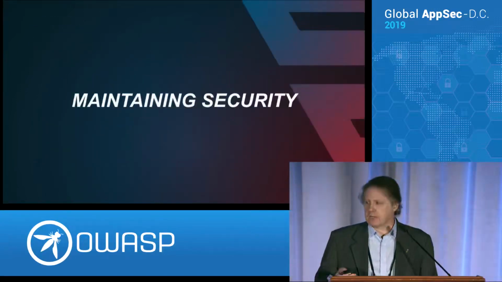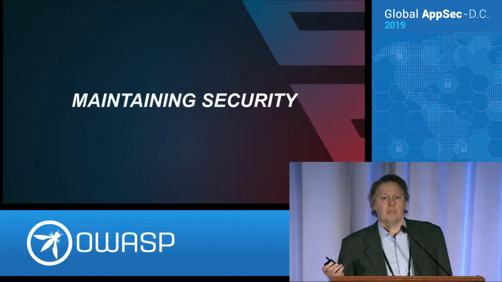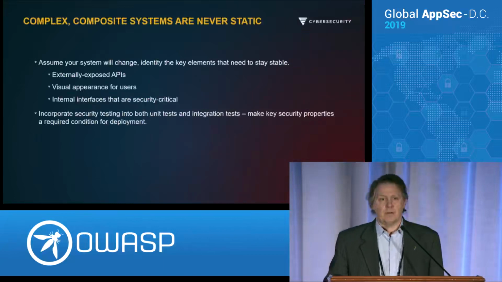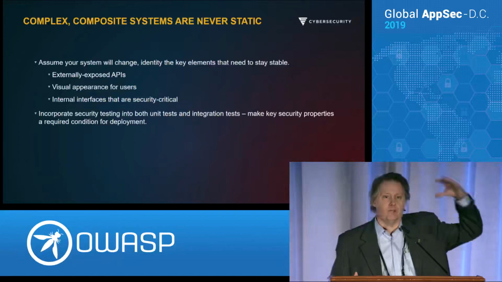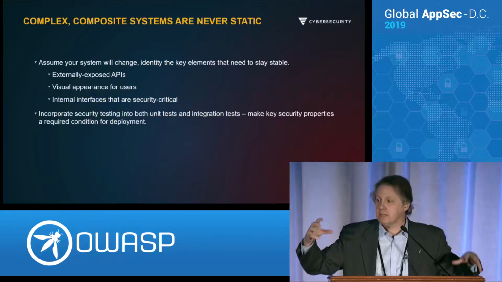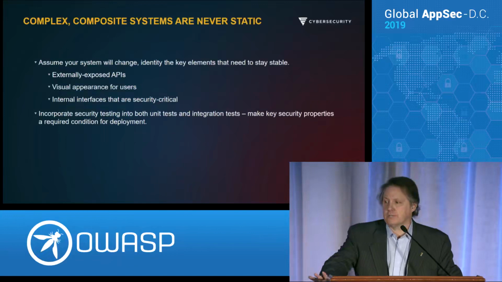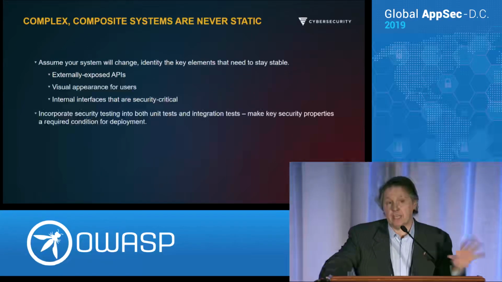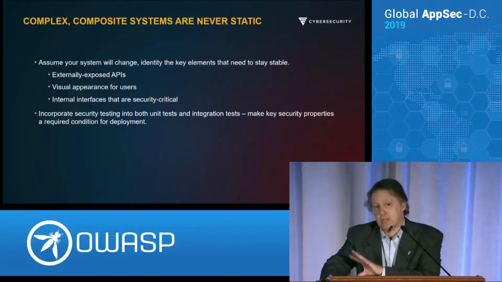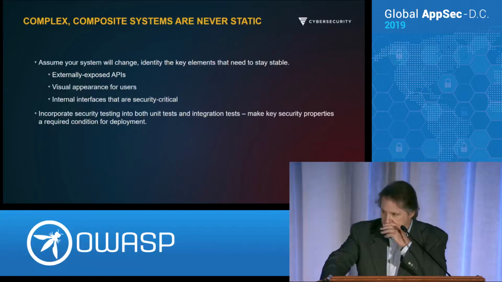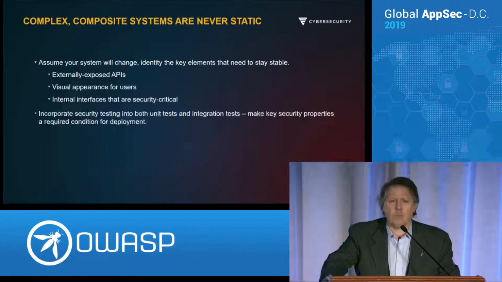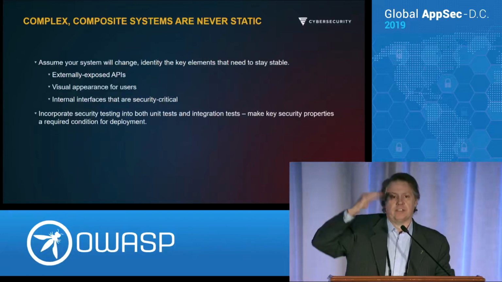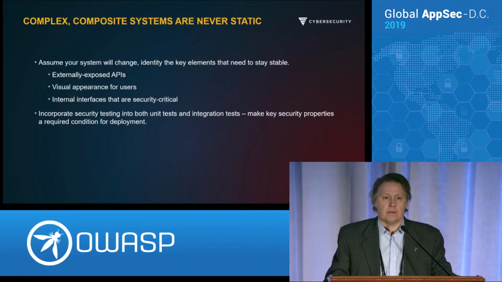And last topic, which I'm going to have to rush through because I'm just about out of time, is maintaining security, right? Complex composite systems are never static. They're always getting new functionality bolted on the sides. Assume your system's going to change. Identify the key elements that can't change because external parties depend on them. That's very important. And then incorporate testing of that sort into each stage of testing in your pipeline, right?